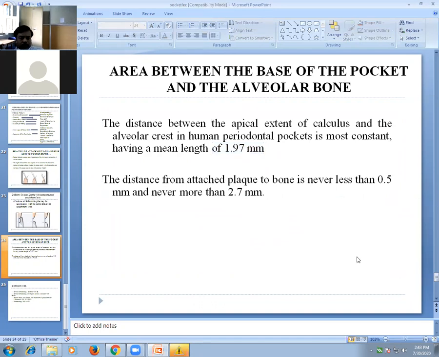So these are a few aspects of your periodontal pocket. If you have any doubts, you can ask me.